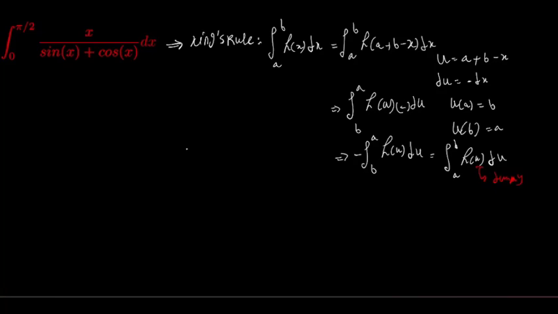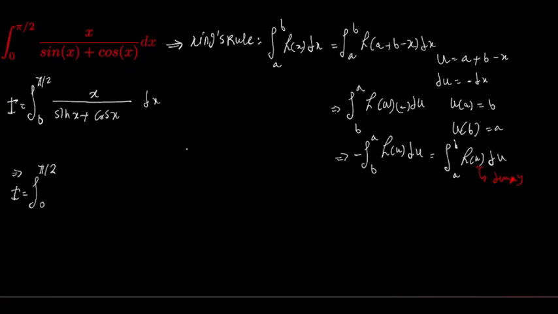So let's call our integral I. So I is equal to the integral from 0 to pi over 2 of x over sine of x plus cosine of x dx. Now let's apply the King's rule. So now we know that I is equal to the integral from 0 to pi over 2 of pi over 2 minus x over sine of pi over 2 minus x plus cosine of pi over 2 minus x.